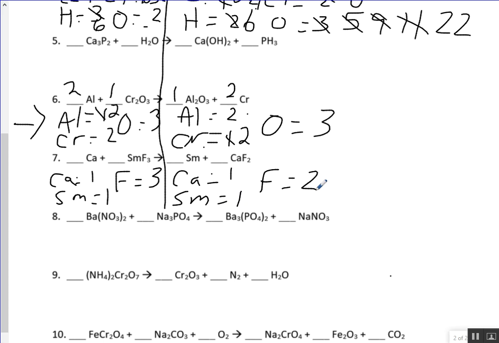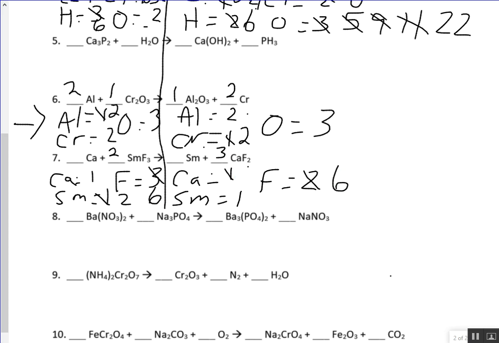So I need to find the least common denominator. I'm sorry, I keep saying that. Least common multiple between F. 3 and 2, so that would be 6. So what I need to do here is multiply by 2. So 2 Sms, and 6 F's. And over here, I'm going to need to multiply by 3, right? So 3 times 2 is 6.